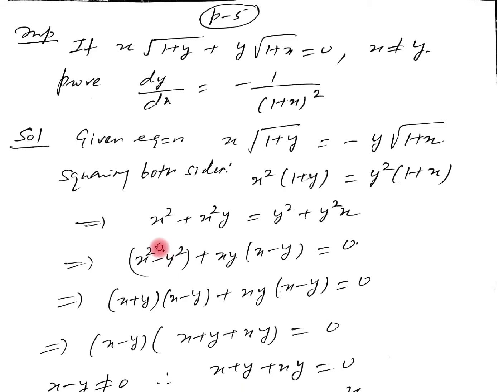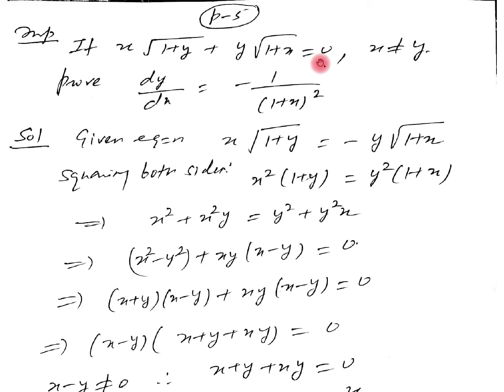Now see the next question, the most important question of the differentiation of the implicit function. Now see here in this question, the equation is: if x under root 1 plus y plus y under root 1 plus x equals 0, and x is not equal to y, then we have to prove that dy by dx equals minus 1 upon 1 plus x whole square. This is one of the important questions asked many times in the board exam as well as in the school exam.